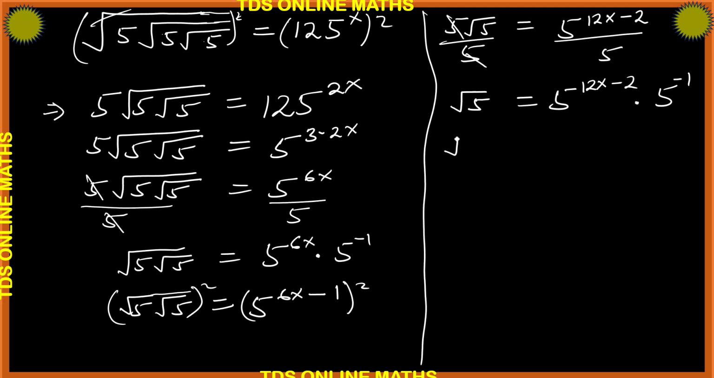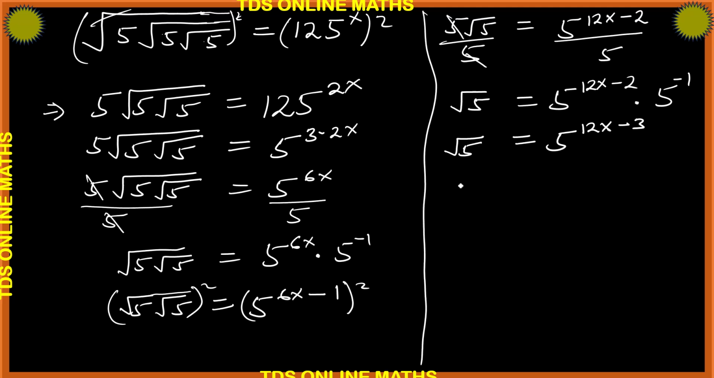So we have square root 5. So let's add the powers: 12x, so -2 plus -1 will be -3. Okay, so look at this. We have so many ways. You can choose to square both sides again or raise the left hand side to the power half and equate the powers. You get the same thing.